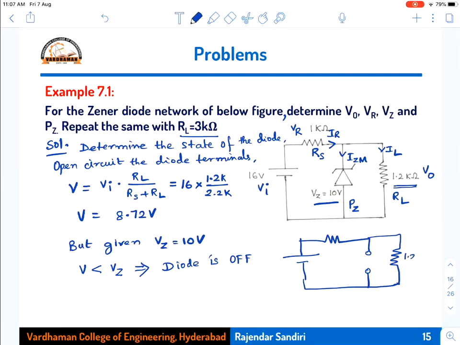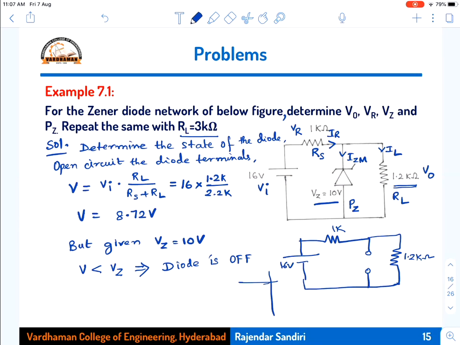This is RL, 1.2K. And this is 1K. This is 16 volts. So diode is off, nothing but what? For the given values of 16 volts, 1 kilo ohm, 1.2 kilo ohms of this RS, RL and VI, the diode is not at all on. Across the diode the voltage is 8.72 volts only. Across the diode, if the voltage is 8.72 volts, it is not operated in its operating region. So if you check the reverse characteristic plot.